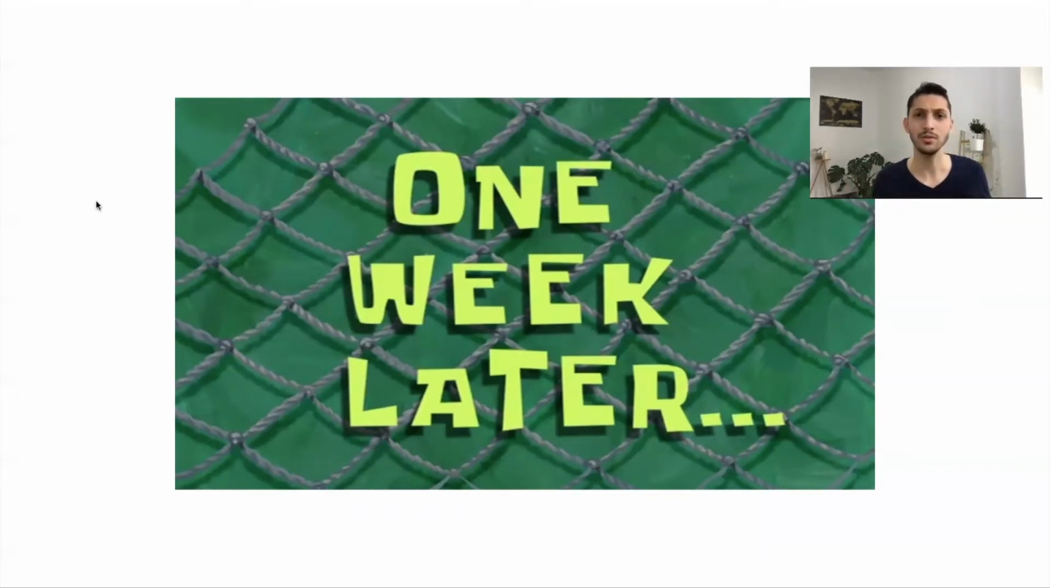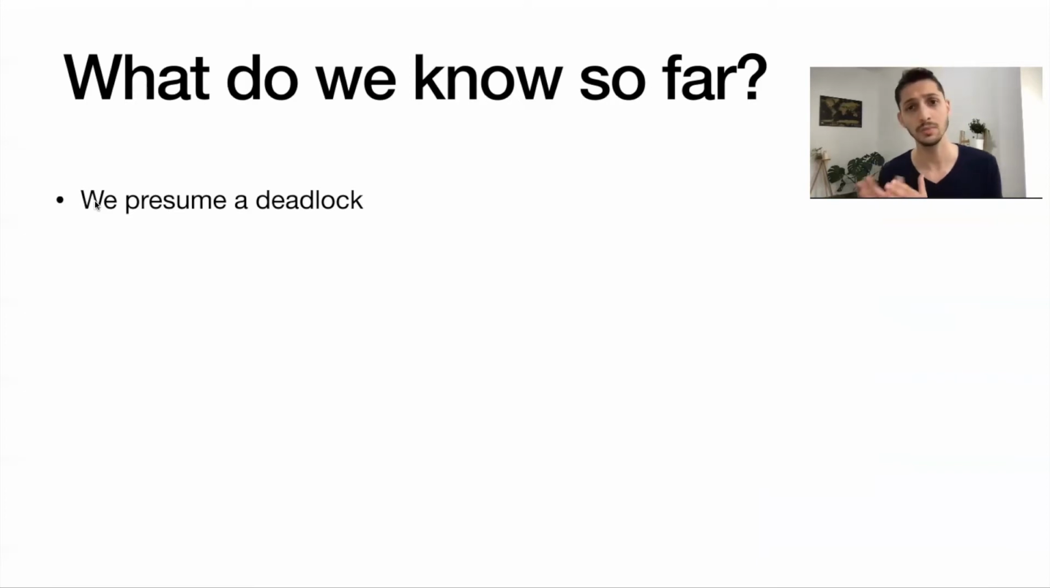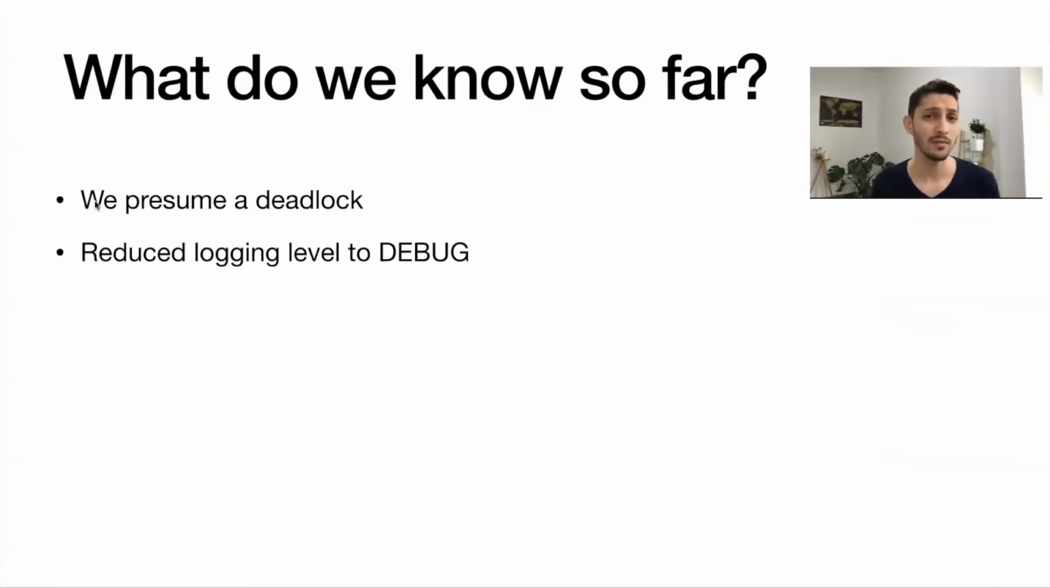So let's try to gather our thoughts and try to understand what we have and what we know so far. So we presume that we have a deadlock because we did an strace on the process, saw all the system calls on it, and saw that nothing is happening. I won't get into too much detail about strace, but I'm just putting it here. We've reduced the logging level to debug because we tried to gather more information out of the system.